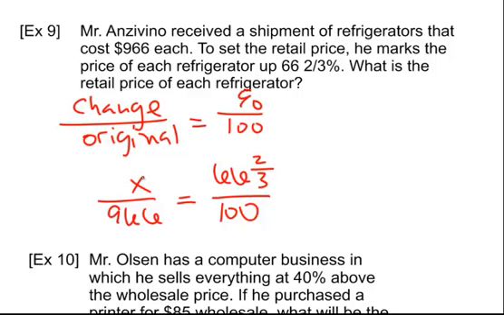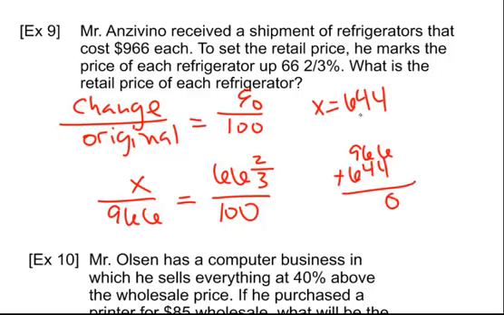So we're going to do 66 2/3. I'm using the ABC key. Times 966 divided by 100. So x is 644. So that's how much he marks it up by. So what does he sell it for? So we actually have to add these together. 966 plus 644. That's what markup means. You charge people more. And he's going to sell those for $1,610 each. What is the retail price of each refrigerator? The retail price is $1,610. Try number 10 on your own.